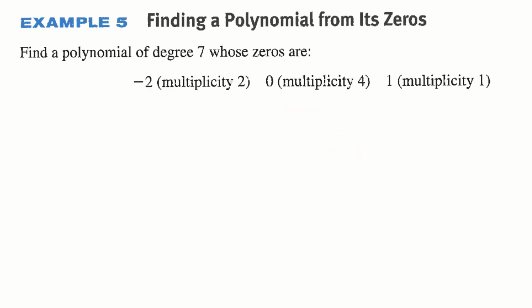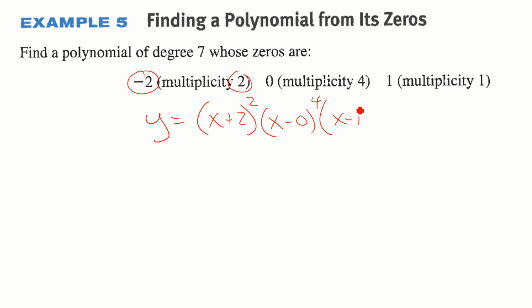And we can go in reverse. Let's create a polynomial from this. So we could say y equals, we say the 0 is negative 2. So we would have to have an x plus 2 squared. We would have to have an x minus 0, or you can just write x to the 4th. And we would say x minus 1 from this one with multiplicity of 1.